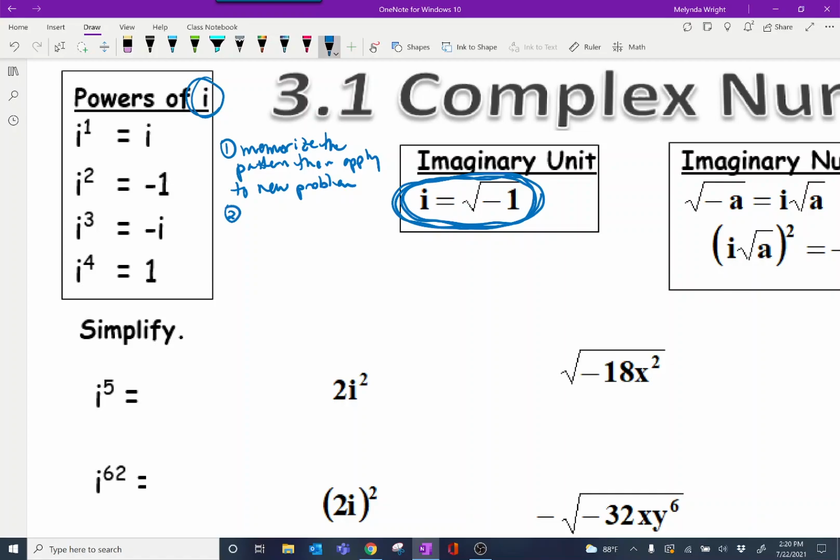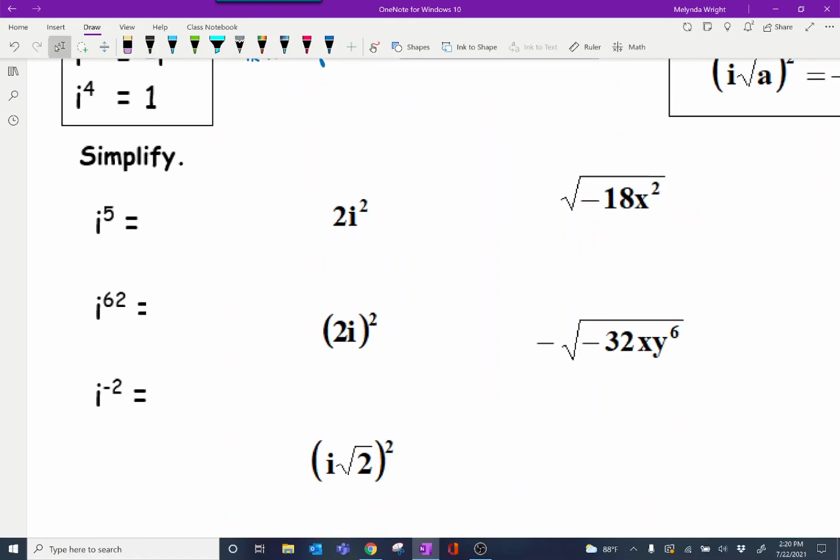The second way is to write everything in terms of i squared, because i squared is -1. It's just a second way to do this. So I'm actually going to focus on the second way, writing everything in terms of i squared. If you want to work through patterns, then please go right ahead. But I'm going to focus on the second technique. And so what we would do is write everything in terms of i squared.